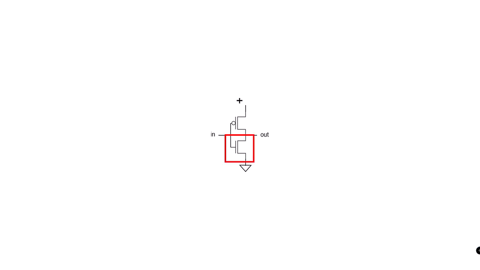When the input to the inverter is high, the N-type pull-down is on. That connects the output to the ground or low side of the power supply. In steady state, only one of the transistors on the inverter is on at any given time.